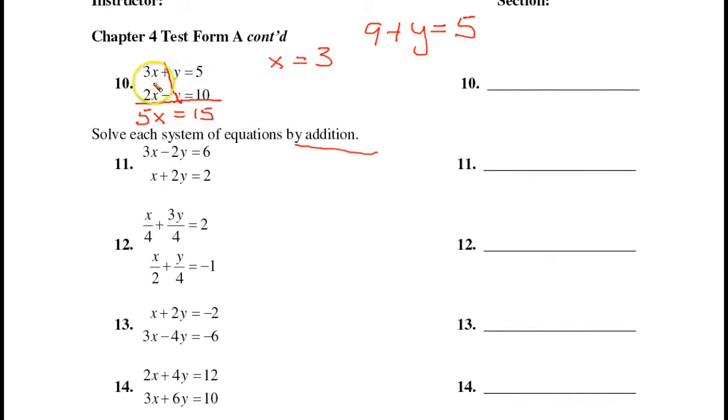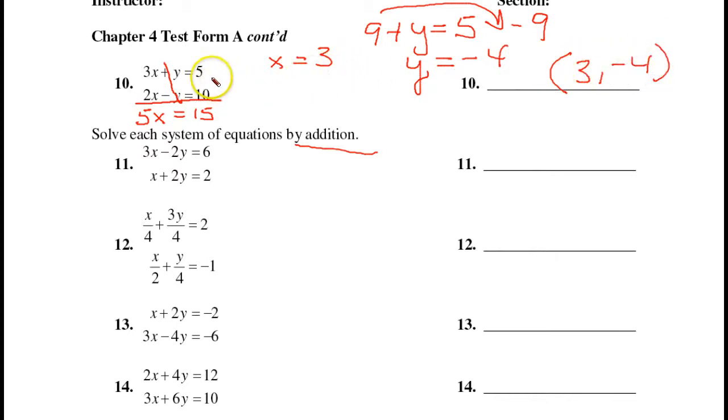Initially these canceled out. We got 5x equals 15. Divided both sides by 5, we get x equals 3. If x is 3, 3 times 3 is 9, plus y. Now we're going to transpose the 9, get a negative 9. So this gives us y equals a negative 4. So our ordered pair then for 10 is 3, negative 4.